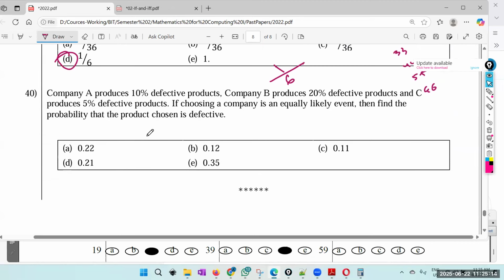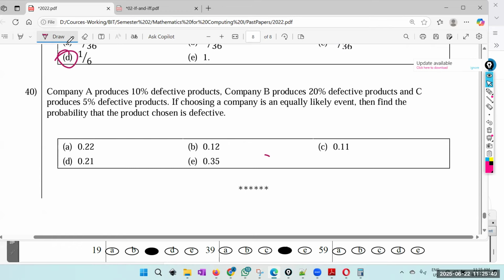Right. 40. Company A produces 10% defective products. Company B produces 20% defective products and company C produces 5% defective products. If choosing a company is equally likely, then find the probability that the product is defective. So this is something like this.